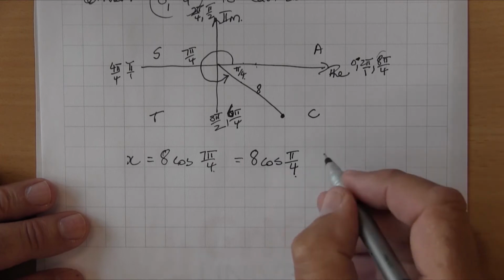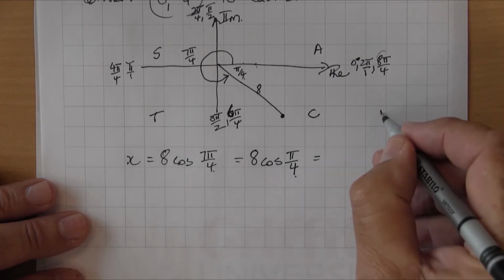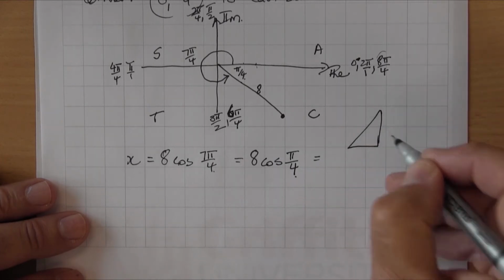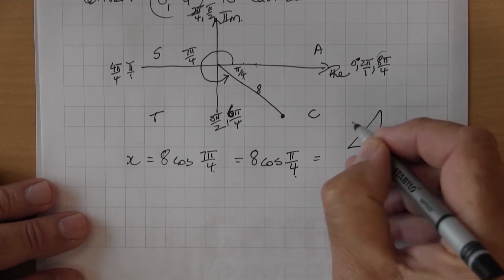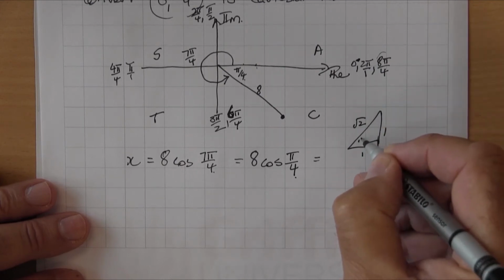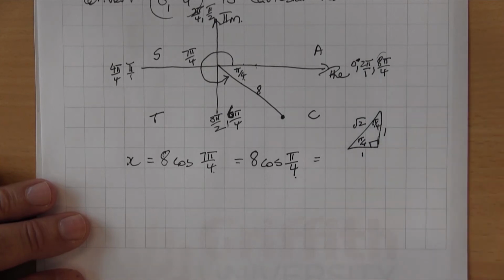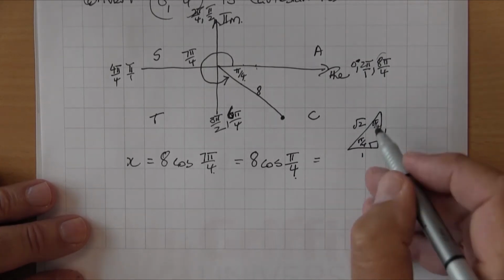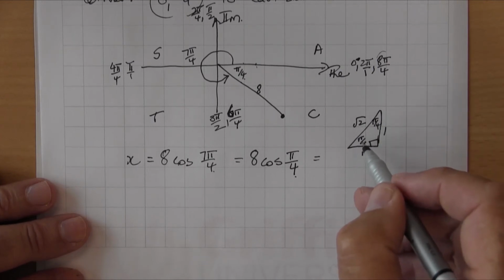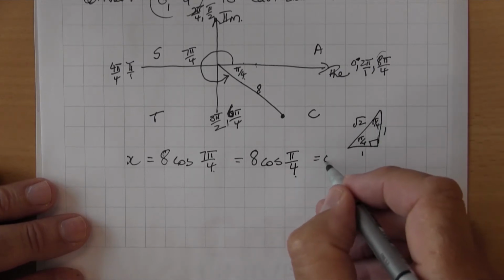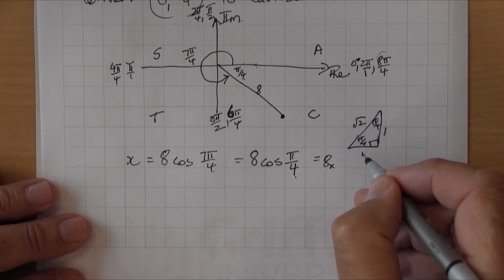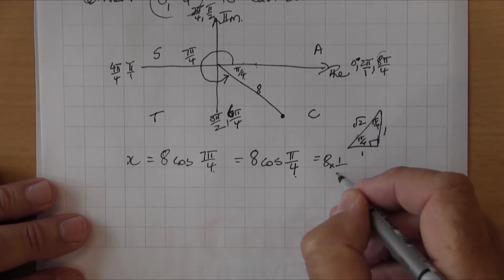Now, cos pi on 4 is one of our magic triangles. We've got 1, 1, root 2, and this is pi on 4, and that's pi on 4. Pi on 4 in degrees is 45 degrees. So the cos of pi on 4 is 1 on root 2, so it's 8 times cos of that, which is adjacent over hypotenuse, 1 on root 2.